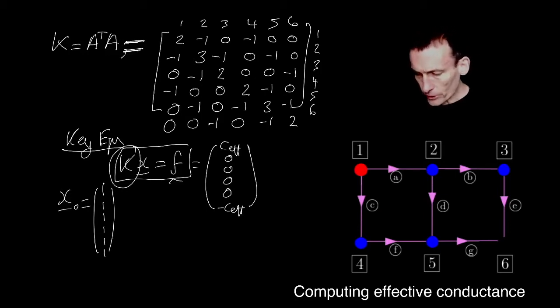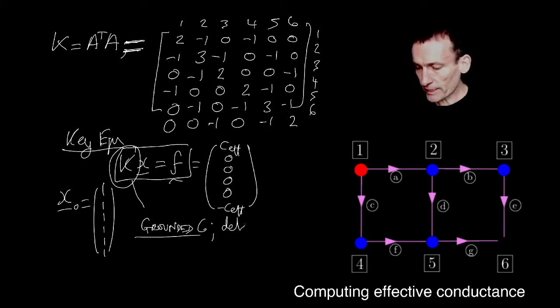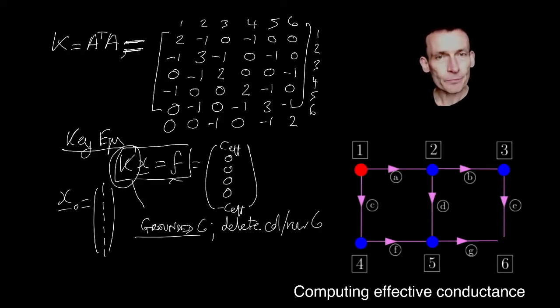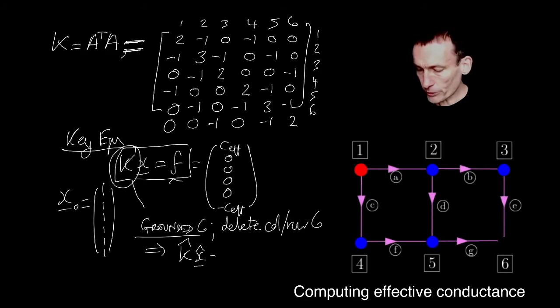And we could ground node 6. So in this 6 by 6 matrix, we've grounded node 6, and we could also delete column and row 6. And then we would have a K hat, what I call a reduced Laplacian and a reduced system. This is the reduced system.